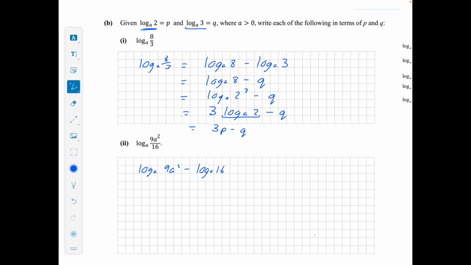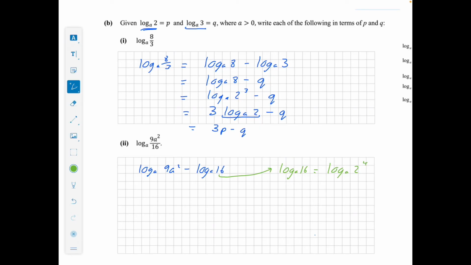Okay, now always keep an eye on what we're looking for. So we're looking for log to base a of 2 and log to base a of 3. First thing, I'm just going to go off to the side here and do a bit of rough work because there will be quite a few changes here. I can immediately see log to base a of 16. Okay, we want this to be a 2.